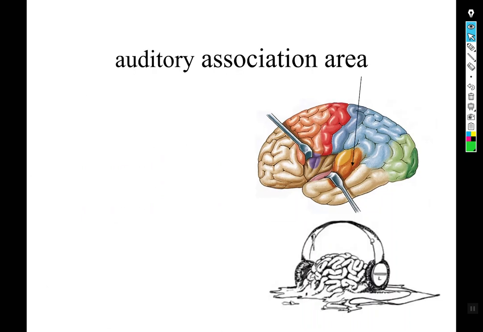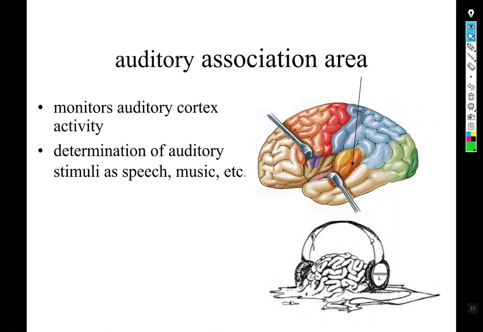Same idea with the auditory association area. So that's on your temporal lobe. So the primary auditory area is right here, and the association area is right here. So this monitors the activity of the auditory cortex, and it performs the same function. So yes, sound is happening, but is it loud? Is it quiet? Does it sound like speech? Is it pleasant to listen to? Is it grating? Is it rhythmic? Those kinds of things are all computed by this auditory association area.